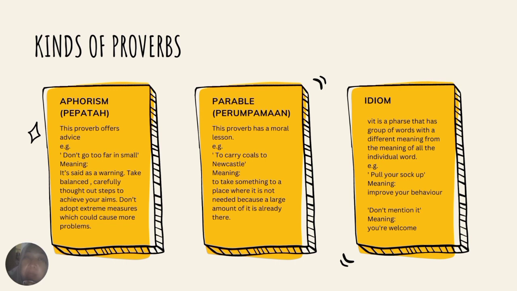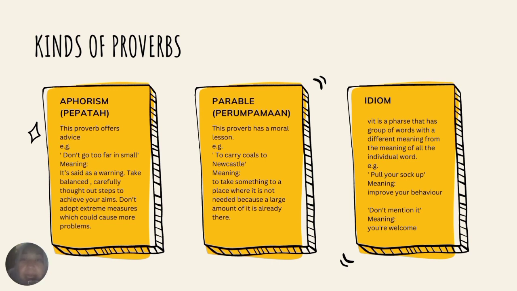And the third kind of proverb is called idiom. This is the most famous one. It is a phrase that has a group of words with a different meaning from the meaning of all the individual words. Example: pull your socks up, meaning improve your behavior. The second example is don't mention it, meaning you are welcome.